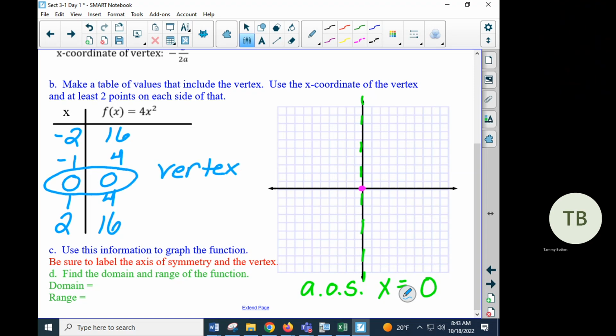Okay. Now, this graph is going to open up and I need to label that vertex. So I'm going to do that.